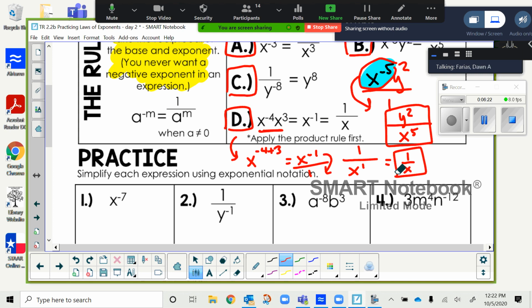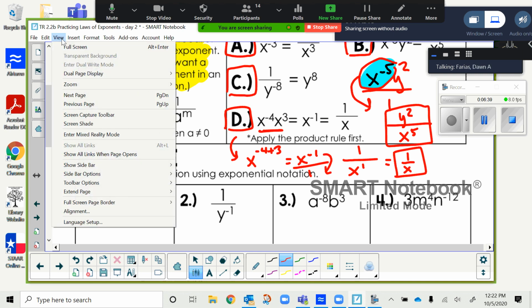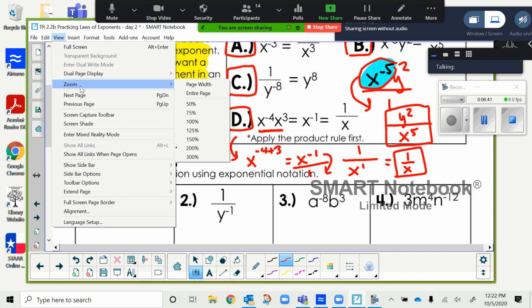So what I'm going to do now is zoom out so you can see all of the practice problems. And I'm going to give you a little time to work that. And then we'll come back and talk about the answers. So let me zoom out for you. This would have been way better under the projector. Dang it. Dang technology.